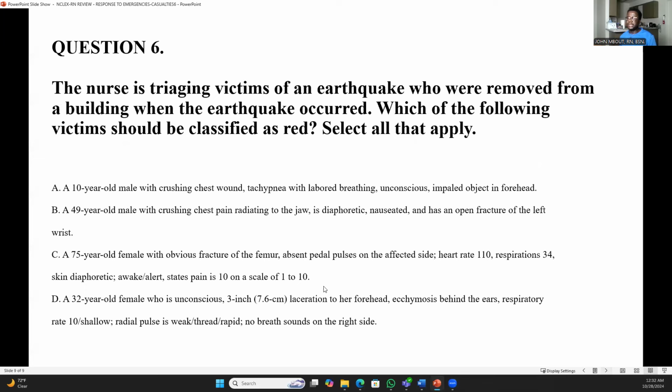Should I let you do question 6? Do question 6. Post your answer in the comment section, I will respond. The nurse is triaging victims of an earthquake who were removed from a building when the earthquake occurred. Which of the following victims should be classified as red? Yes, we saw it during prioritization. We've seen it now, and this is a question for you. Okay? This one is for you.